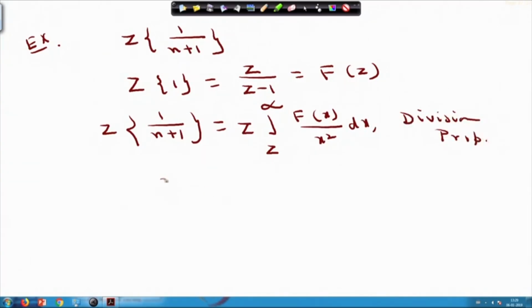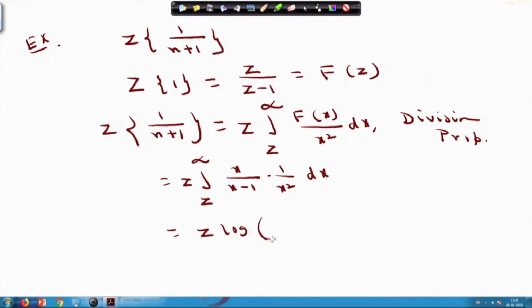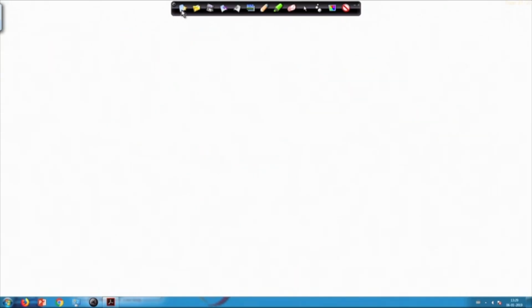So, simply what I have to do now is z into the integral from z to infinity, you know what is capital F z, that is z by z minus 1. So, x by x minus 1 into 1 by x square into dx. If you evaluate the integral, I am just writing directly z into log of z by z minus 1, because this I can evaluate very easily. So, as and when required, you see I have used here the division property.